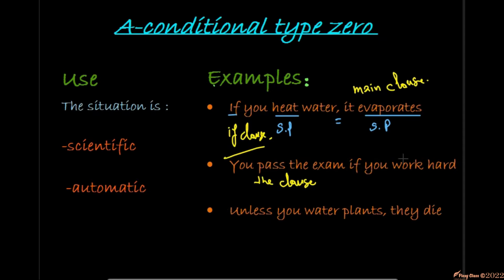Pass is the simple present. Work is also the simple present. Unless you water plants, they die. Here we have unless. So we use either if or unless. Unless you water plants, they die, which means if you don't water the plants, they will die. Unless is used with negative meaning. It's a negative.